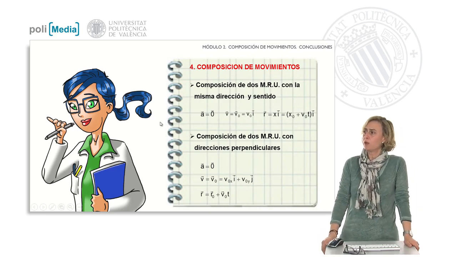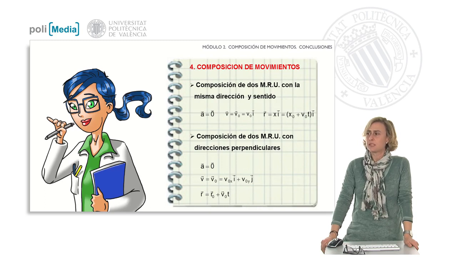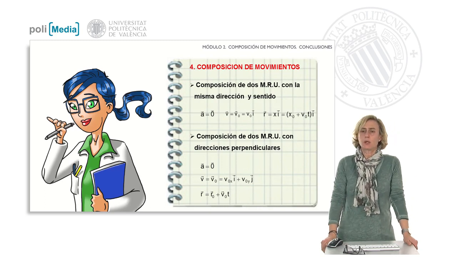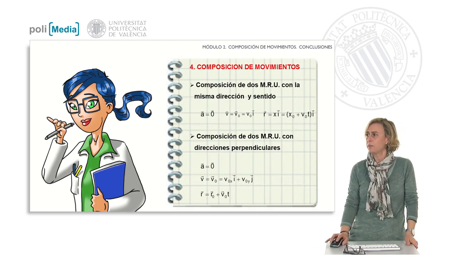We have also seen the composition of two rectilinear and uniform motions with perpendicular directions. The result will also be a rectilinear and uniform motion. But in this case, we will have to add vectorially the velocities of each of them. And therefore, we'll have x component and y component. And we have also found the position in this case.